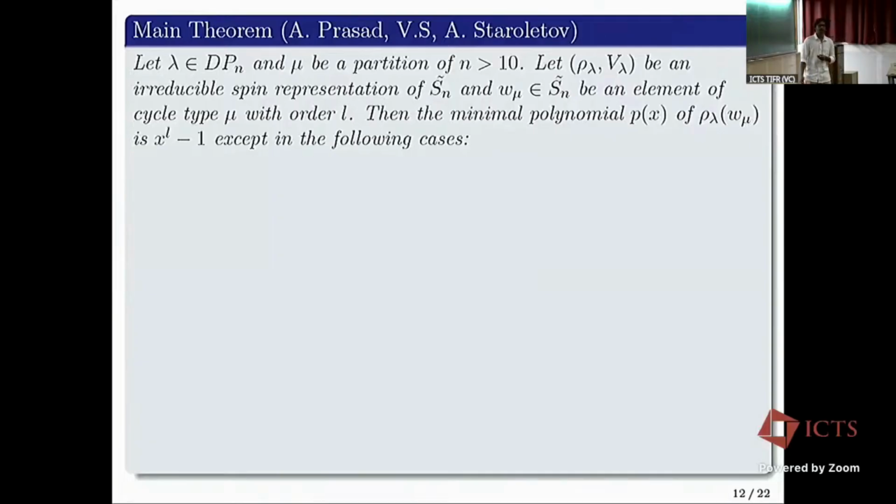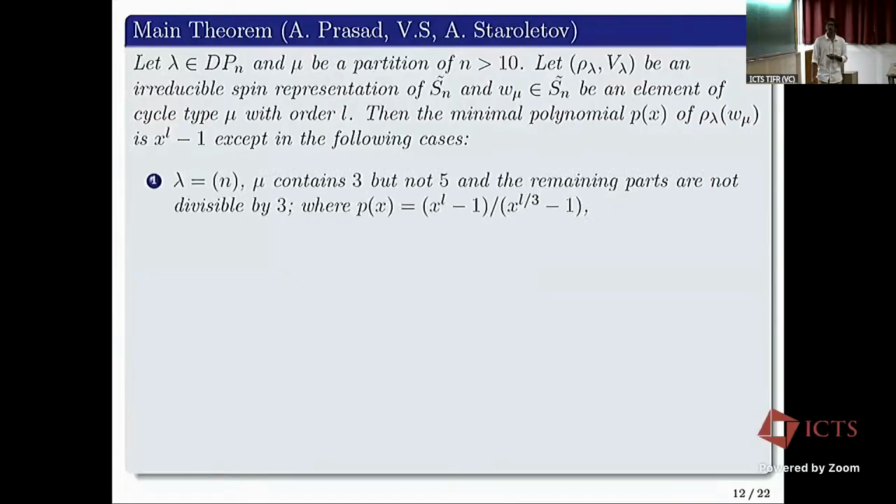to the power L minus 1, where L is the order of G, except in the following very specific cases. The first one is, of course, our basic spin representation, where mu has 3 but not 5. So you can see that it's essentially just reflected by a theorem of Zaleski. So mu contains 3 but not 5, and the remaining parts are not divisible by 3, where you have the minimal polynomial x to the power L minus 1 divided by x to the power L by 3 minus 1.